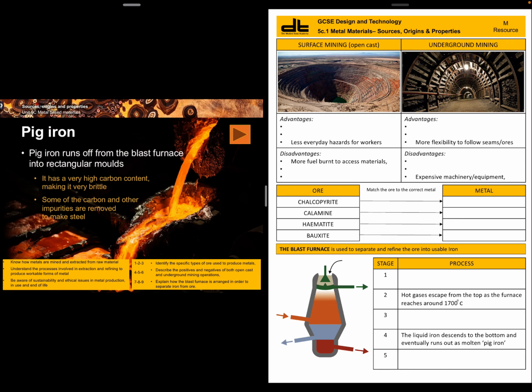This pig iron runs off into rectangular moulds, a bit like a conveyor belt. You can see it coming directly from the machine there, dropping into a pouring crucible, and from there into these rectangular containers, and then they're conveyed along. You can see it cooling as it goes through the different phases. It's got a really high carbon content, which makes it quite brittle, and some of the carbon and other impurities are removed to make things like steel. So it's not too usable at this stage. There's a video link that you would normally have on here, so I'll link it and put it onto the homework task as well, so you can see that.